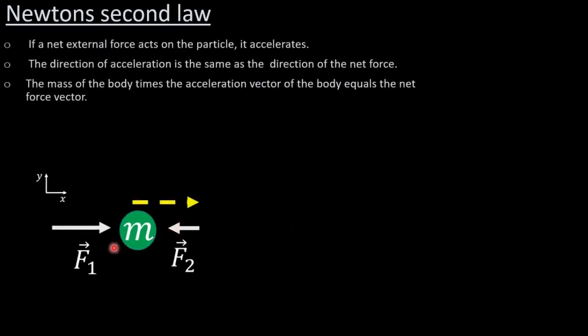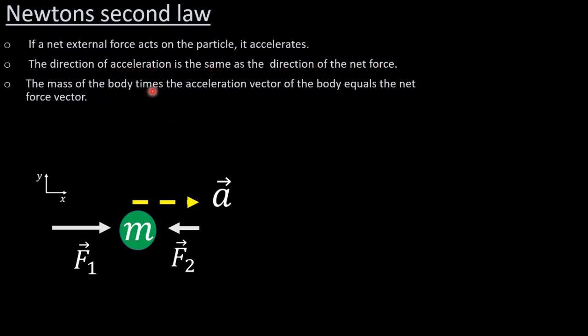So let's say we have two forces acting on this mass. The strength of those forces is shown by the length of the arrow, so the longer the length, the stronger the force. And this yellow line here is telling us the direction they will be moving in. This is due to the net force causing this mass to accelerate in the direction of the net force. If a net external force acts on the particle, it accelerates in the direction of that net force. The direction of the acceleration is the same as the net force.